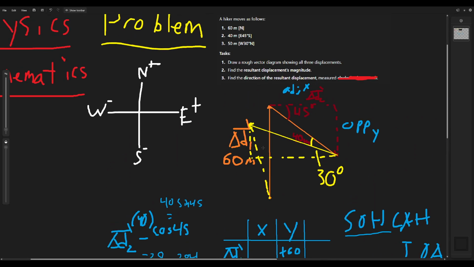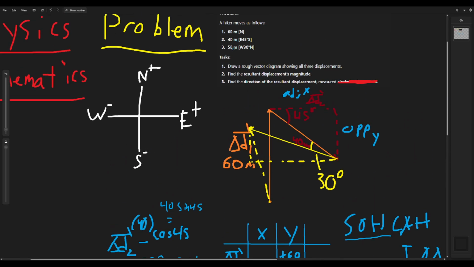Then for the third displacement, 50 meters west, 30 north. Okay, so this is our triangle. This is our adjacent. I know it's a little hard to visualize. That's the opposite. Right, our hypotenuse. Oh, I forgot to write 50 meters, but our hypotenuse here is 50 meters.